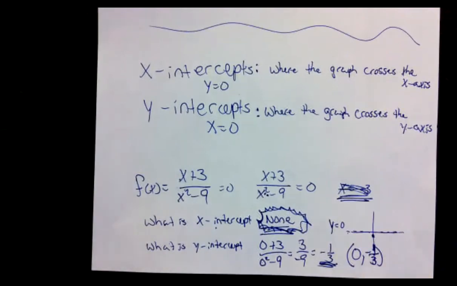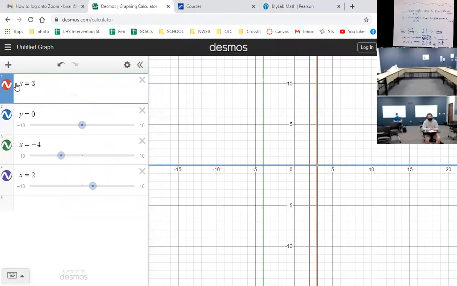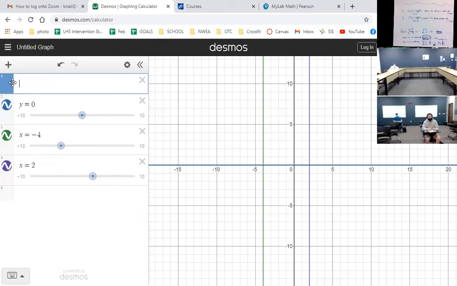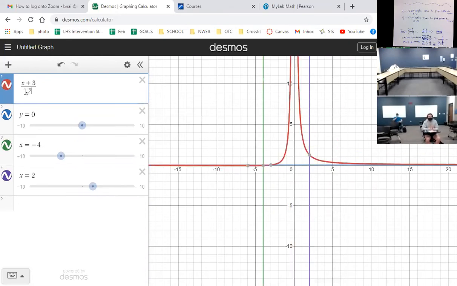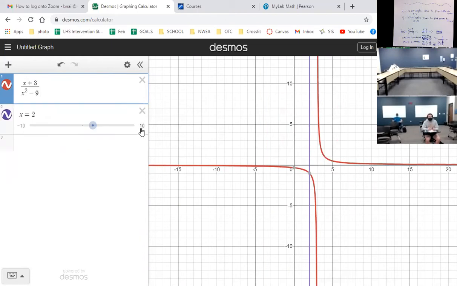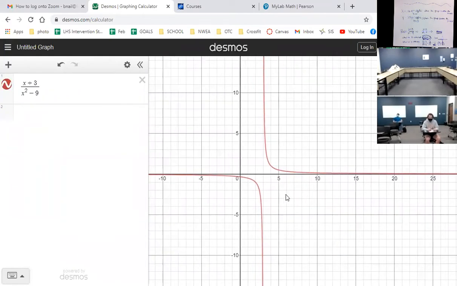So again, I'm going to jump to Desmos. I'm going to show that graph so that we can talk about it. So if I share my screen, okay, get in here to Desmos. We got x plus 3 over x squared minus 9. Okay. Again, x and y intercepts.